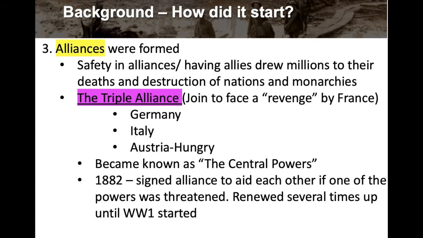In 1882, they signed an alliance to aid each other if one of the powers is threatened. So if Germany is threatened or Italy is threatened, they'll come to each other's aid. And this alliance is renewed several times all the way up to the start of World War I.